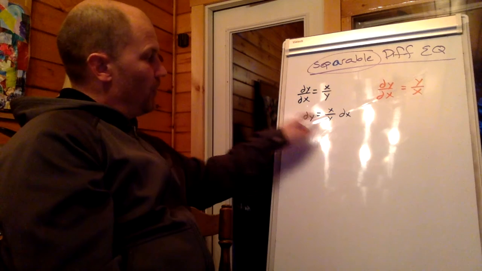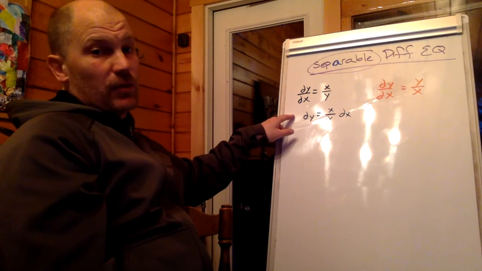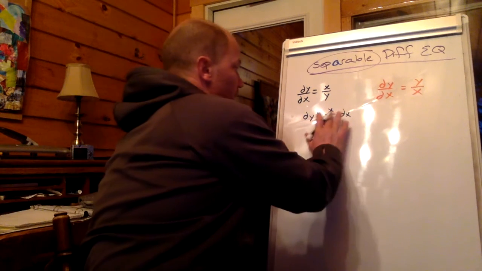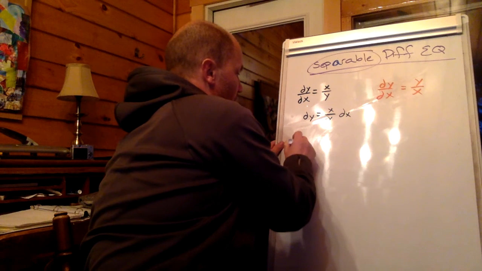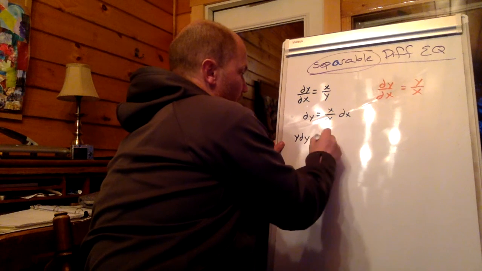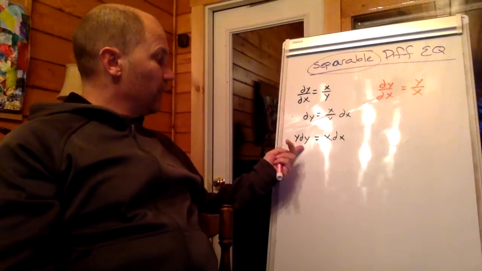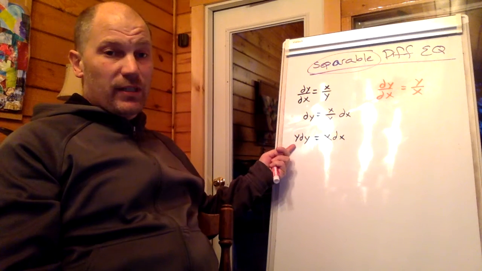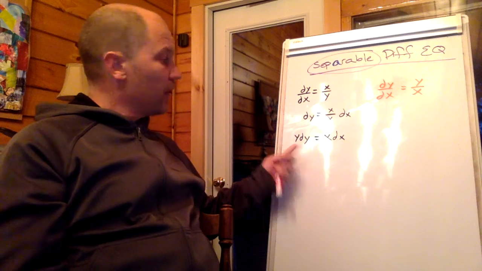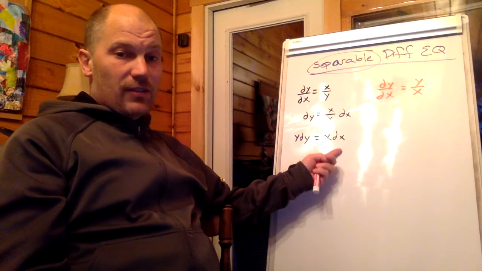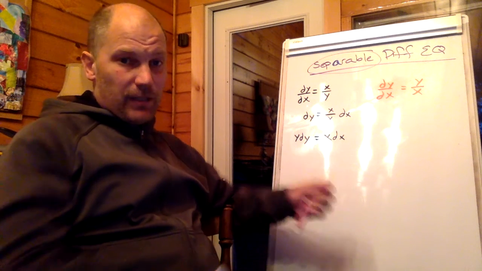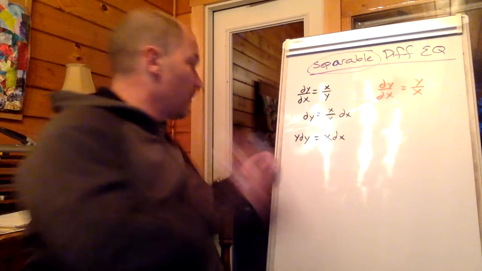Great. I need to move the y over this side, so I am going to multiply both sides by y. So I'm just going to say y dy equals x dx. We have separated. All my y's and dy's are on one side. It's all being multiplied together. My x's and dx's are on the other side. They're all being multiplied together. That means I am ready to integrate.